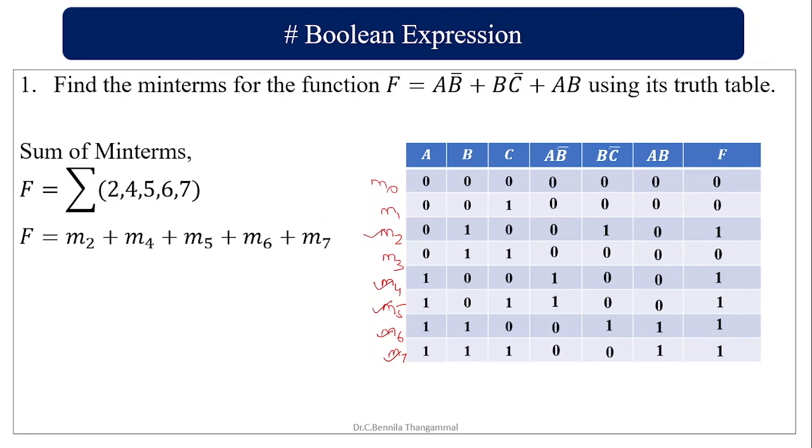m should be a small letter. Or I can go this way. So this is your m2. 2 is 0, 1, 0, so A bar, B, C bar. And 4 is 1, 0, 0, so A, B bar, C bar. And m5 is A, B bar, C. And 6 is A, B, C bar. 7 is A, B, C. So the sum of these terms. So these are the three different ways of representing the sum of min terms.